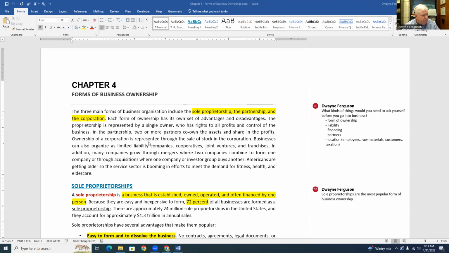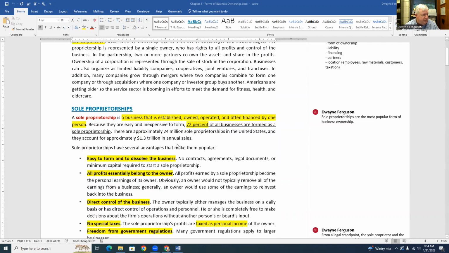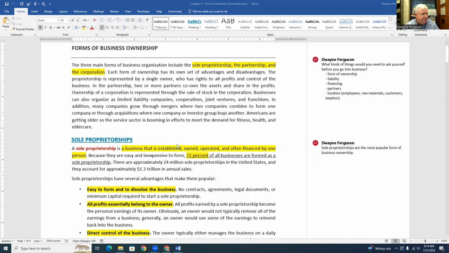So this whole chapter just breaks those different types of ownership down, gives you the advantages and disadvantages of each one, and then it covers some other different types of ownership that might be interesting to you. So anyway, let's cover sole proprietors here.